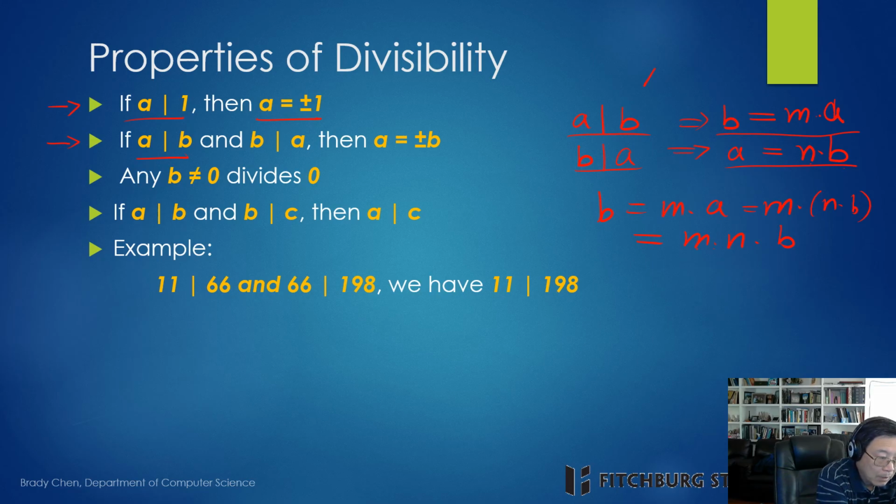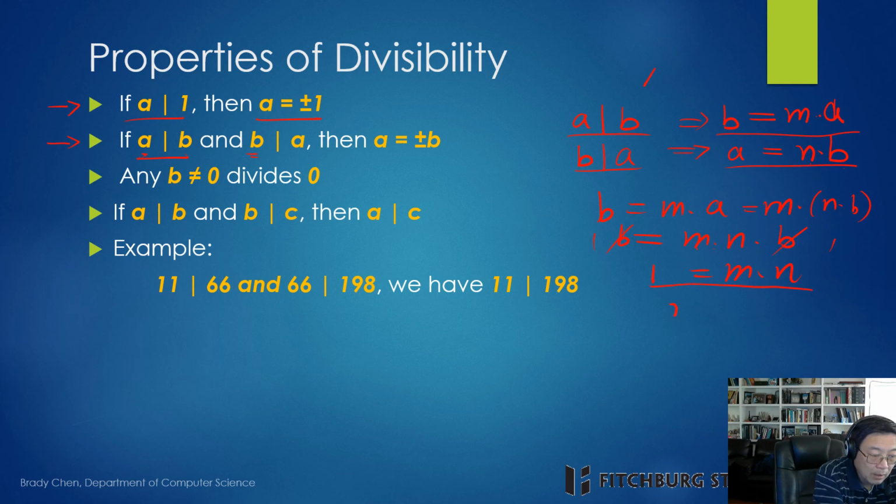Now, b has to be non-zero, because otherwise b cannot be a divisor, right? And a cannot be zero as well, because if we try to divide something by zero, that doesn't make any sense. So then we can cancel the b on both sides, replace it with 1. So we got 1 equals m times n.